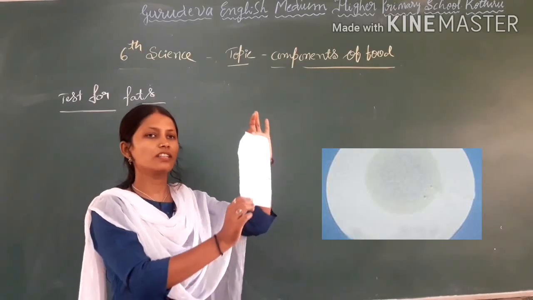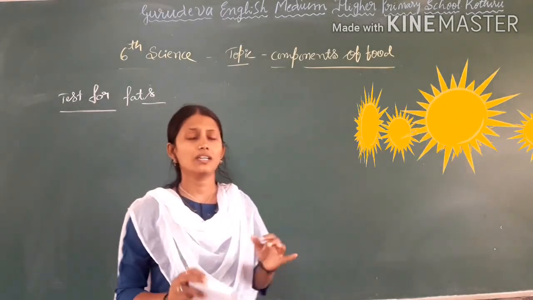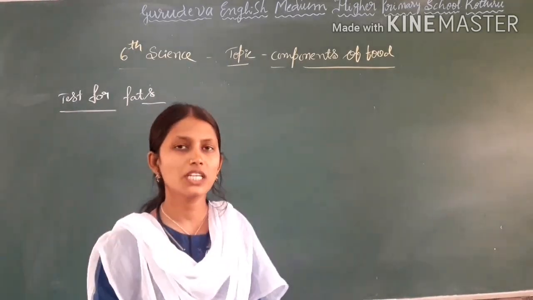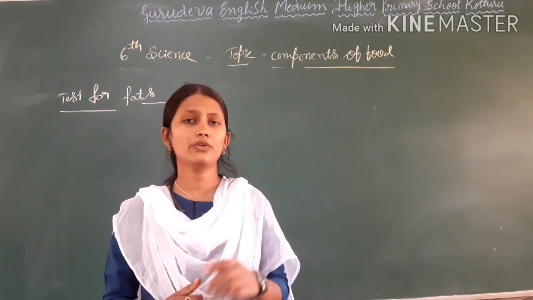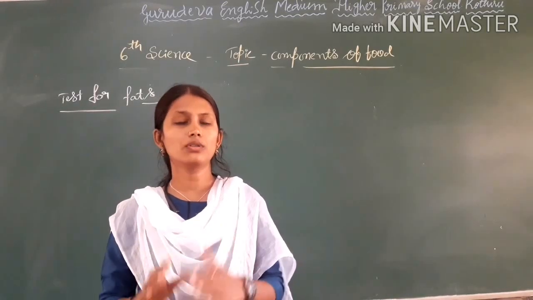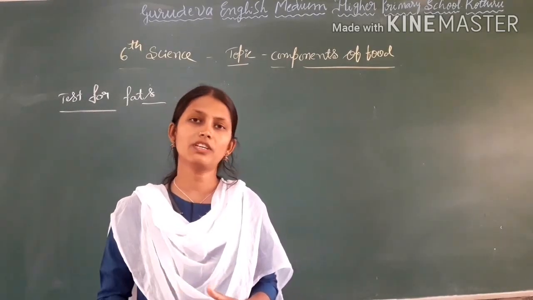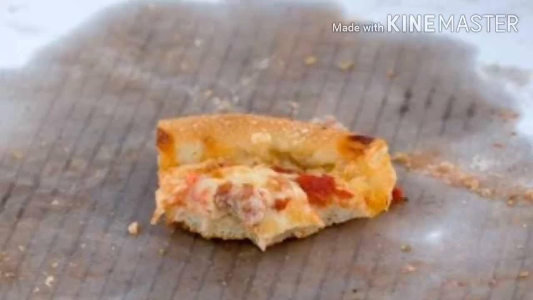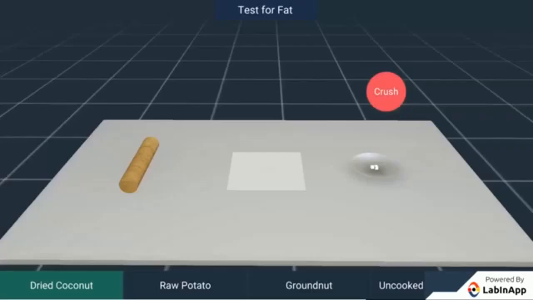Hold the paper against the sunlight. Are you able to see the patches on the paper? If oily patches appear on the paper, then it shows the presence of fats in a food item. Sometimes if the food contains water, then after rubbing we have to keep the paper for some time for drying. After that, if you observe any oily patches on the paper, it shows the presence of fat in our food item.